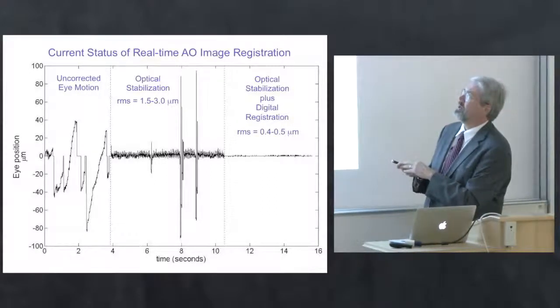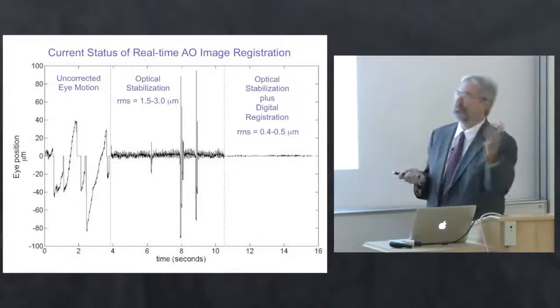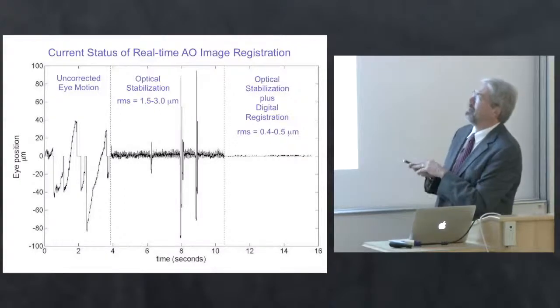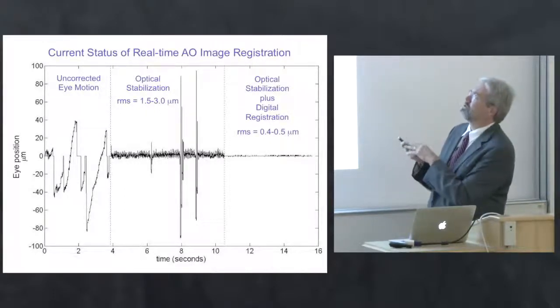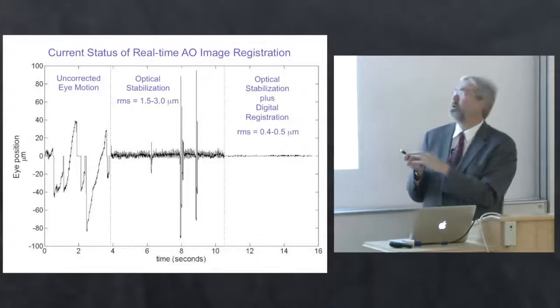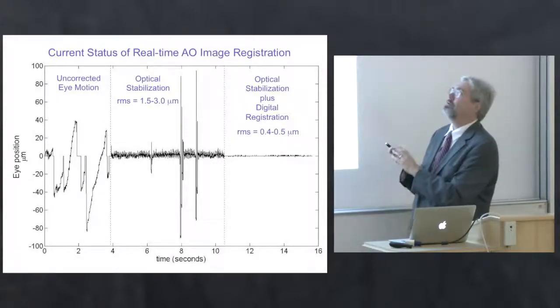But here's uncorrected eye motion, as you might typically encounter in a patient in the clinic. This is probably a little better than the patients that John sees, for example, that have nystagmus. It's a lot better than that. But with optical stabilization alone, we can drop the RMS error in position to 1.5 to 3 microns, which is on the order of the size of the smallest foveal cone at 2.5 microns, or a rod at 2.